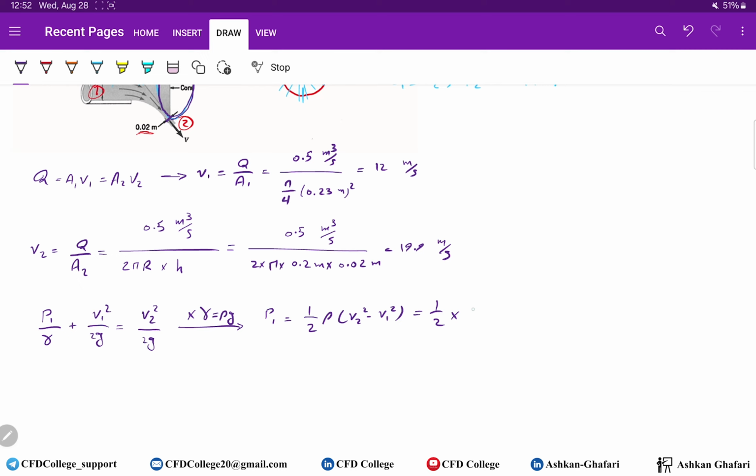1 over 2 times the density of the fluid, of the air, 1.2 kilograms per cubic meter, and velocity is 19.9 square minus 12 square, meters square per second square. So P1 can be found as 155 Newton per square meter. And this is how you should solve this problem.